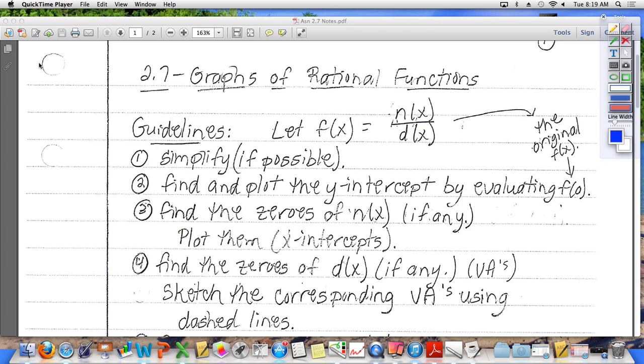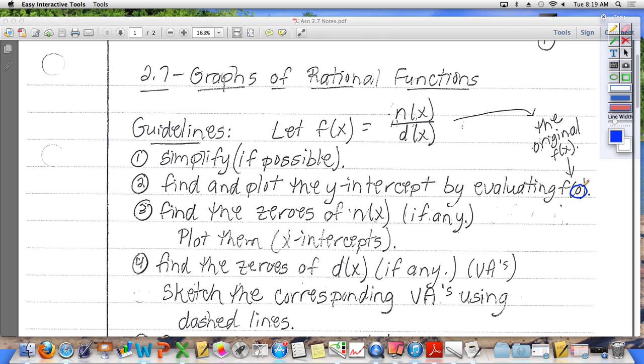Step number 1 is you simplify it if possible. So in other words, you factor the top, you factor the bottom, try to cancel things out if you can. You guys have done this already, that shouldn't be a big deal. The second thing that you need to do is find and plot any y-intercepts that you might have. And you find y-intercepts by replacing the x's in the rational function with 0. I replace all of my x's with 0, I get an answer. Okay? Shouldn't be a big deal.